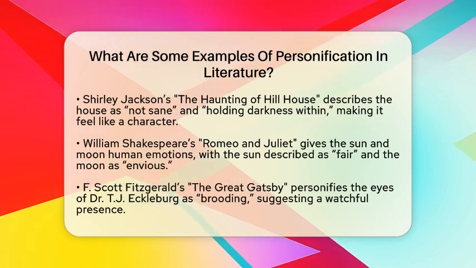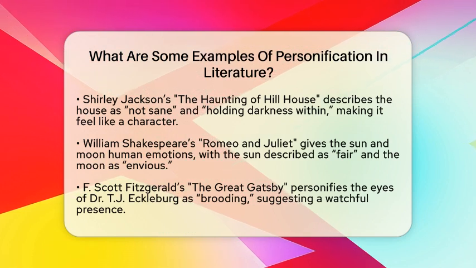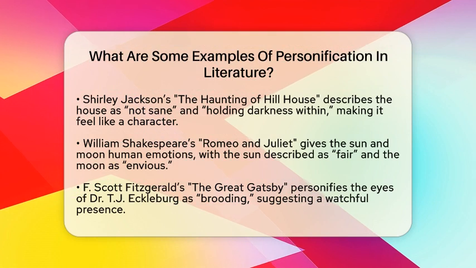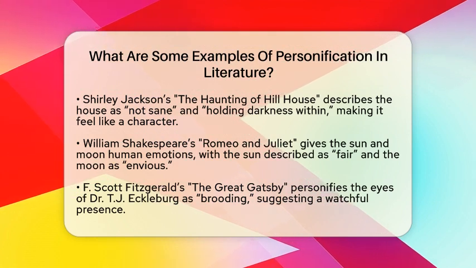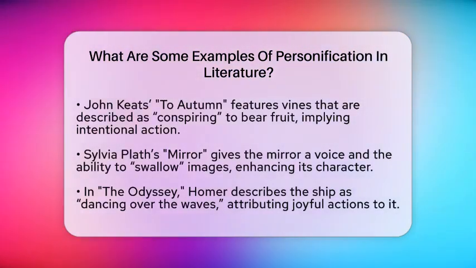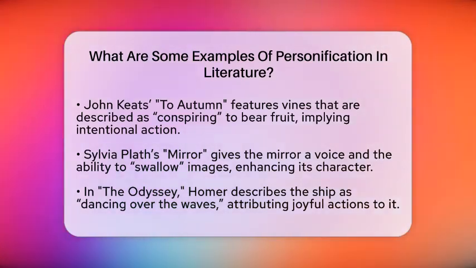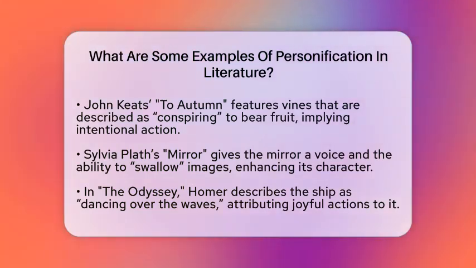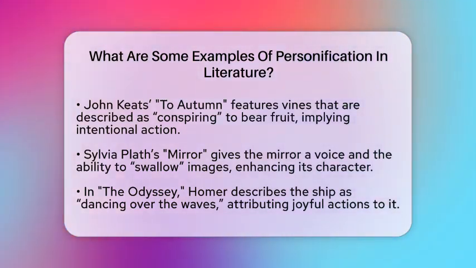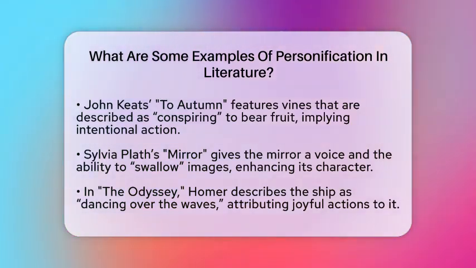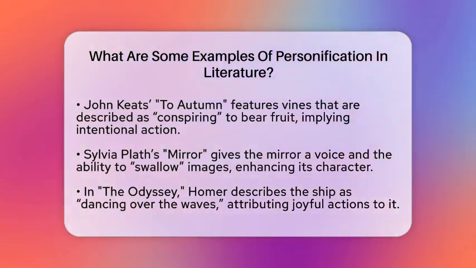William Shakespeare's Romeo and Juliet includes the sun and the moon as characters with human emotions. The sun is described as fair and able to kill, while the moon is envious and sick with grief. This gives celestial bodies human feelings and actions. In The Great Gatsby, F. Scott Fitzgerald uses personification to describe the eyes of Dr. T.J. Eckleburg on a billboard as brooding over the valley, suggesting a watchful presence that affects the mood.